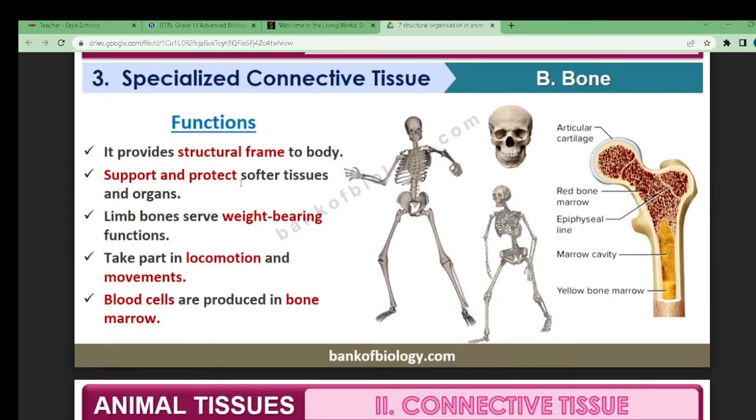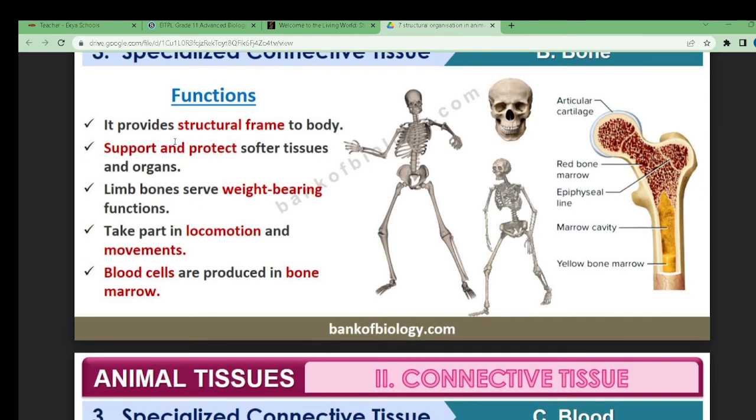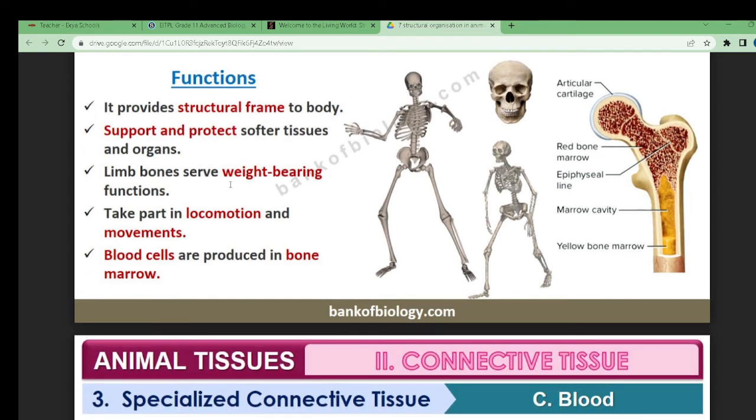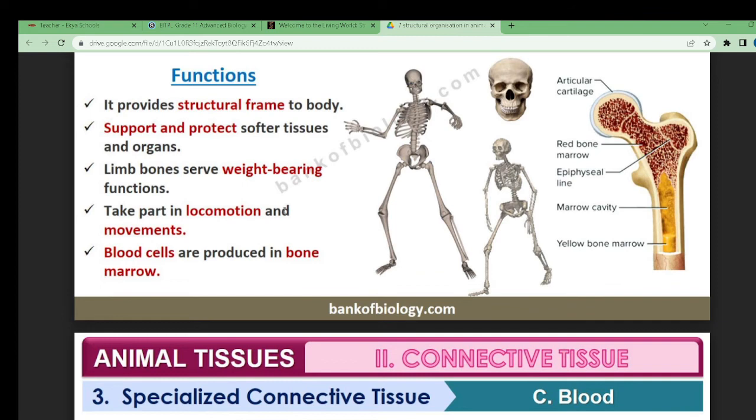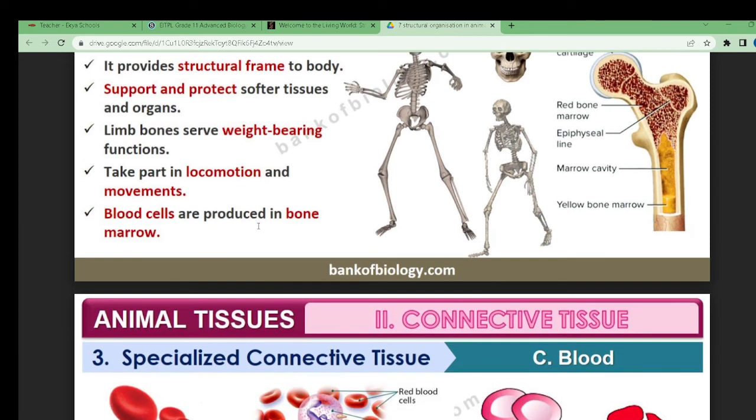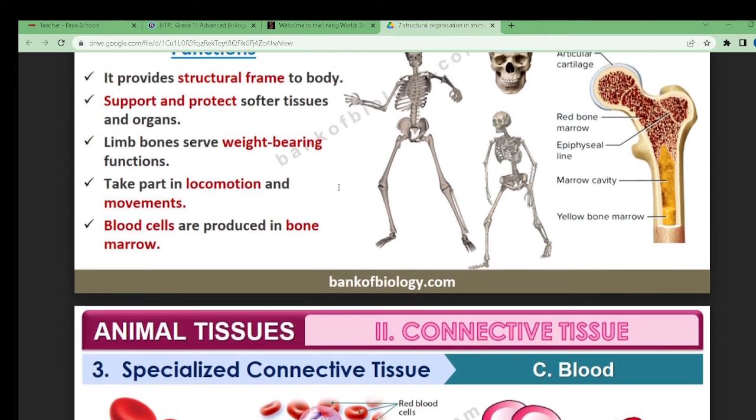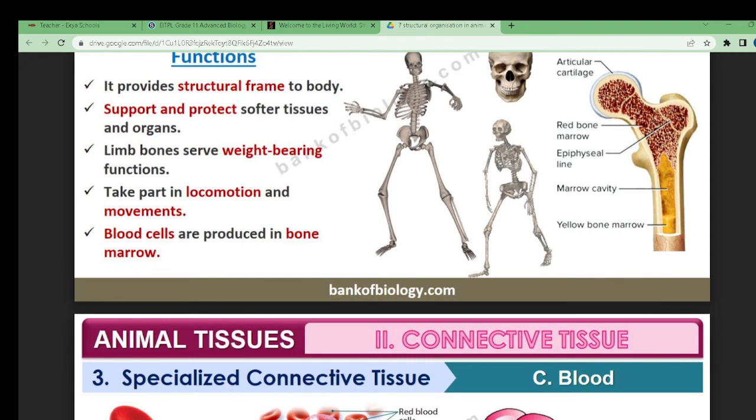Then bone, what are its functions? It provides a structural frame to the body, meaning the exoskeleton and endoskeleton, but generally it's an endoskeleton. It supports and protects softer tissues and organs. Limb bones serve weight-bearing functions and take part in locomotion and movement, and blood cells are produced in bone marrow. As you know, bone marrow is present all over the body, and here blood cells are produced.